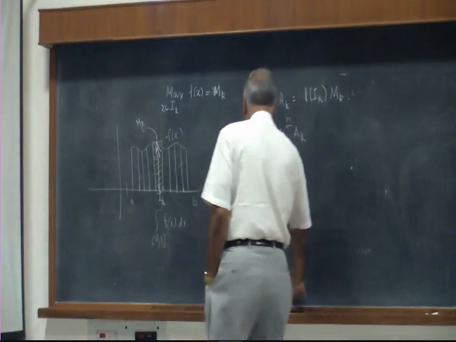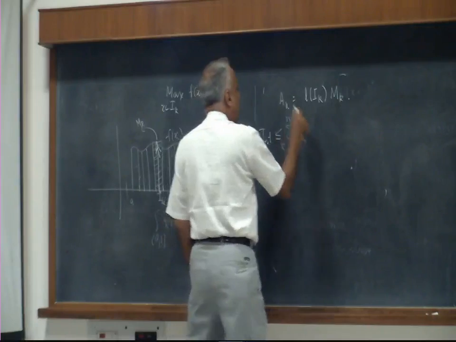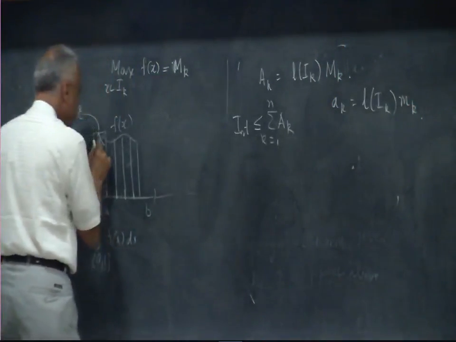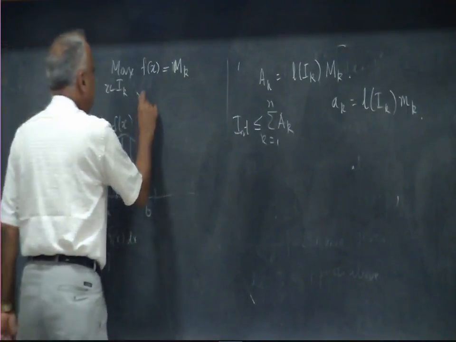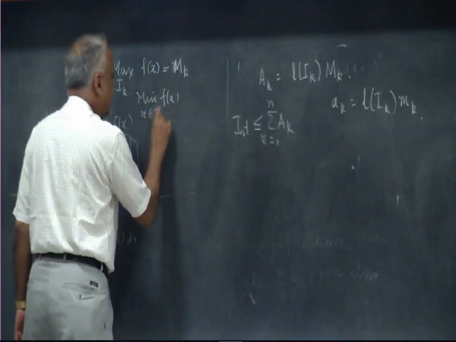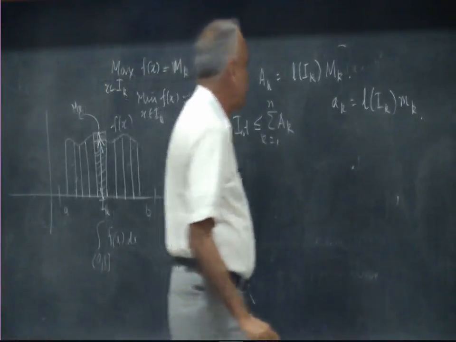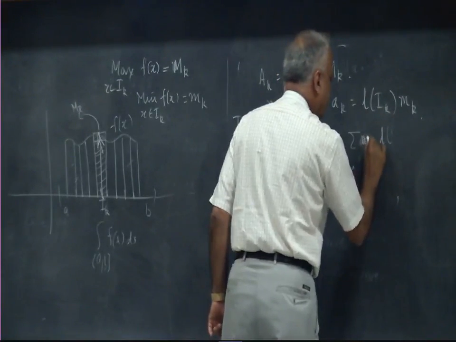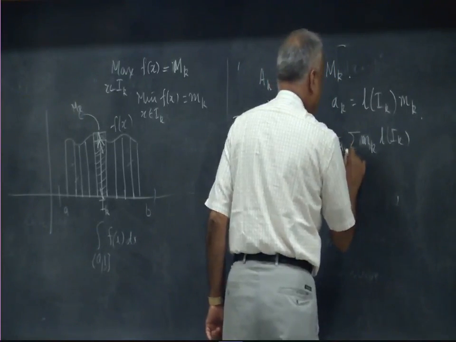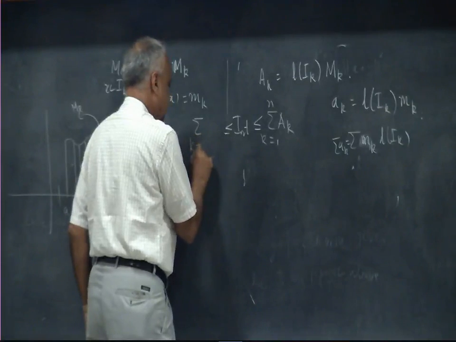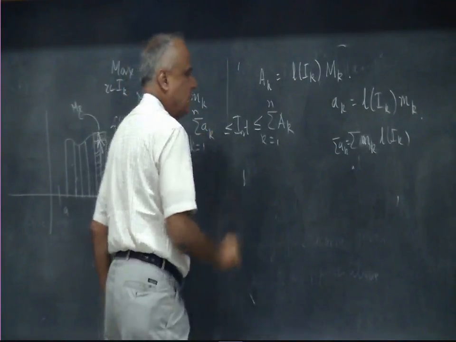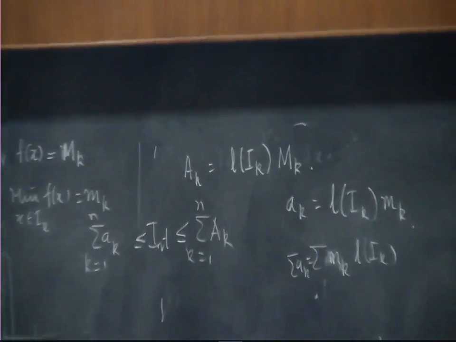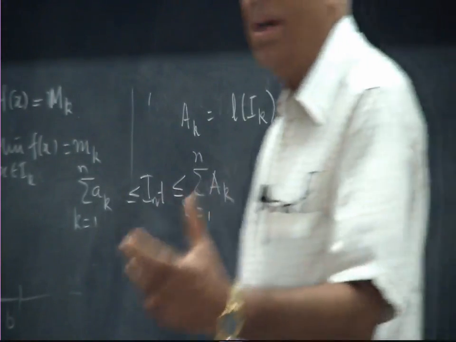Then what he did was, well, I will also calculate, instead of the maximum, I will take the minimum. So let me call the minimum of f(x), x belonging to I_k, to be equal to little m_k. Then I will calculate the summation of m_k times the length of I_k, and that is an underestimate. So he got now something, he says somewhere it should be here. Okay. Then what? So I have an overestimate, I have an underestimate.